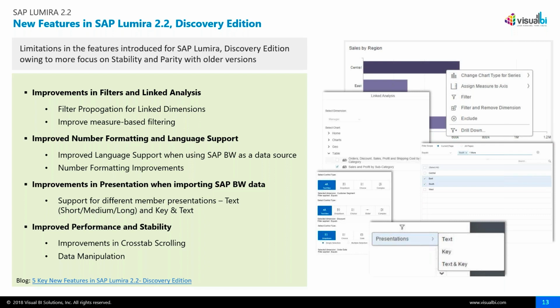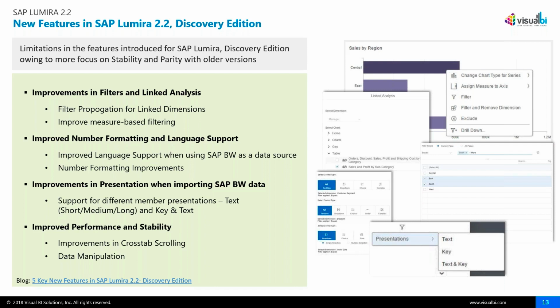Some of the enhancements introduced are minor but very, very useful items, such as more support for number formatting and languages when using BW as a data source. And of course, more options for member presentations, that is being able to choose from text or key when you're acquiring data from a BW system. Now, this should come as a welcome addition to customers running BW shops with heavy emphasis on Lumira Discovery.